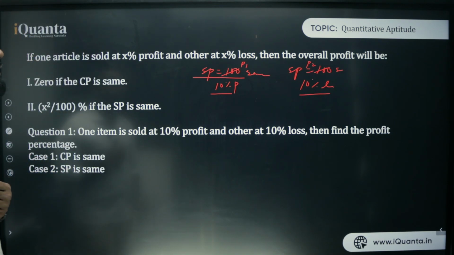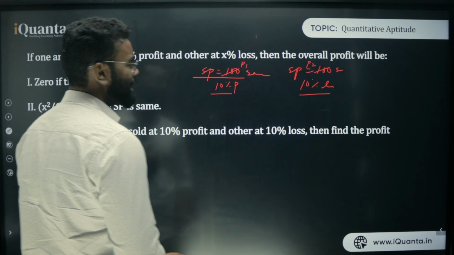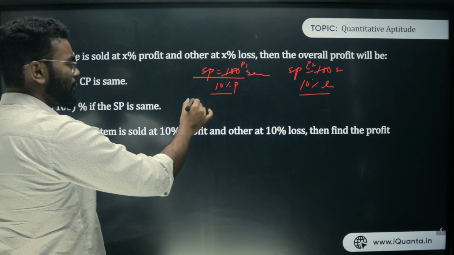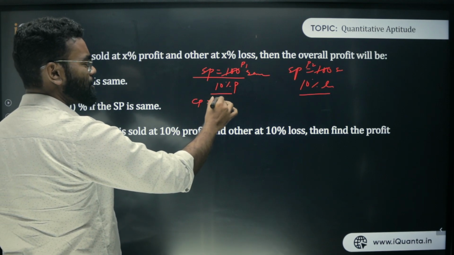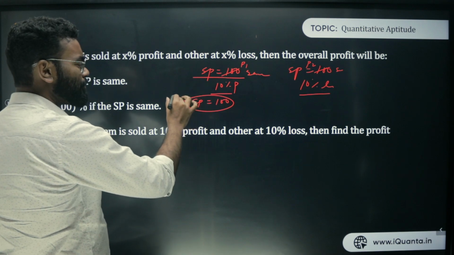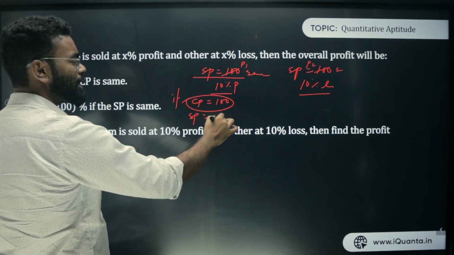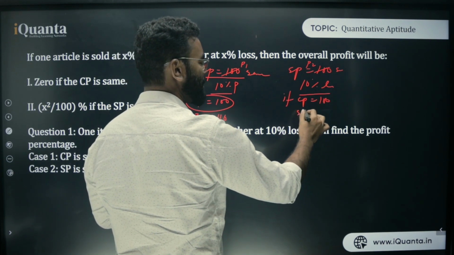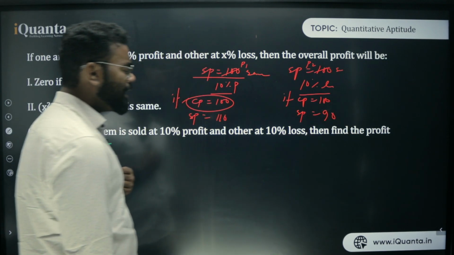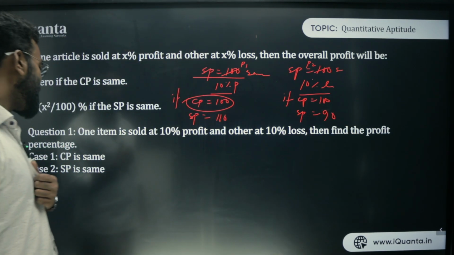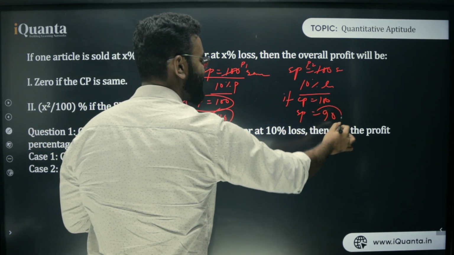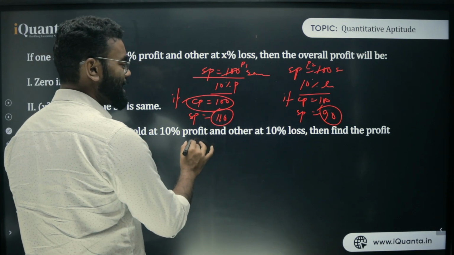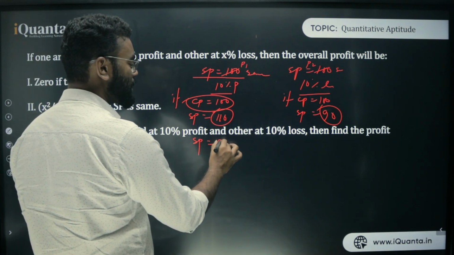So do one thing. It is 10% profit on cost price and 10% loss on cost price. First, let's say the cost price is 100. Then the selling price would have been 110 in the first case. In the second case, if the cost price is 100, then the selling price would have been 90. Now as it has been said, the selling price is the same, so we take the LCM of 110 and 90, which is 990. So take the selling price of the first product as 990.